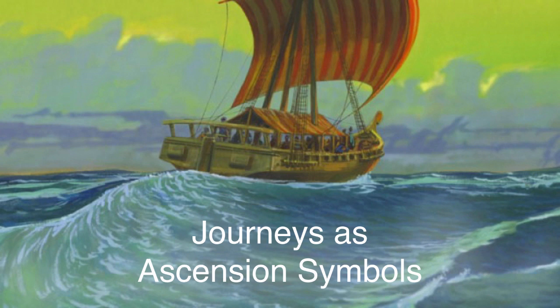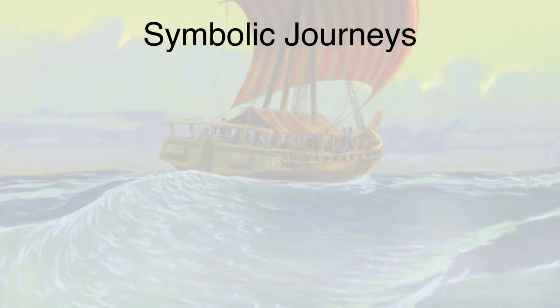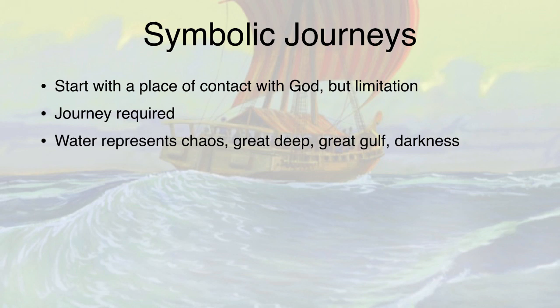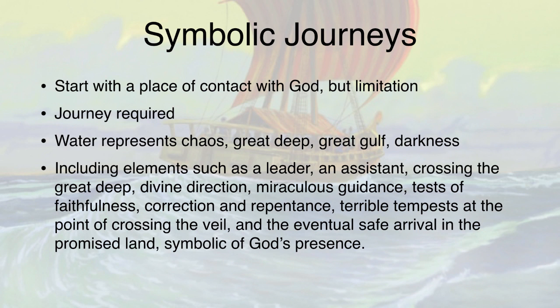There are symbolic journeys starting with a place of contact with God, but limitation. There's a journey required. You got to cross great waters, generally build a ship. There's some elements like a leader, an assistant, crossing the great deep, divine direction, miraculous guidance, tests of faithfulness, and so on. These happen with the Jaredites. These happen with Lehi's people. Even in Lehi's dream, these elements exist. These are all symbolic of the ascent.